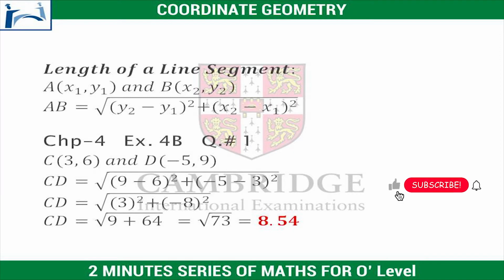Exercise 4b, question number 1. We have to find the length of CD, where C and D are the 2 points. So we keep D first. 9 minus 6 whole square plus minus 5 minus 3 whole square. Then we get 3 square plus minus 8 square under the root. So we get 9 plus 64, under root 73, equal to 8.54, which is the length of CD.